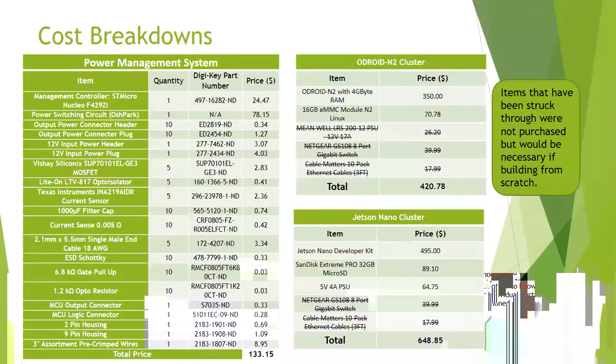Sorry. This is a cost breakdown of all of our systems. As you see on the left is the power management system and all of its quantities, part numbers, and price relative to quantity. Each of these does take into account any volume discounts that occurred with that quantity.